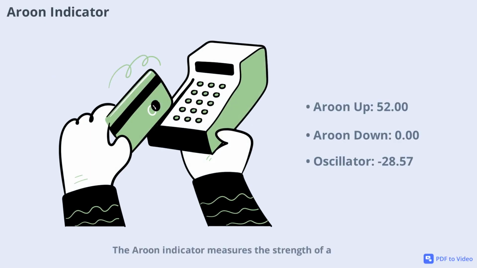The Aroon indicator measures the strength of a trend and the likelihood of a trend reversal. For COWG, the Aroon up is at 52 while the Aroon down is at 0. This configuration suggests that the stock has seen some recent upward movement, but the overall trend is weak. A low Aroon down value indicates that new lows have not been made recently, while a moderate Aroon up suggests some upward momentum.